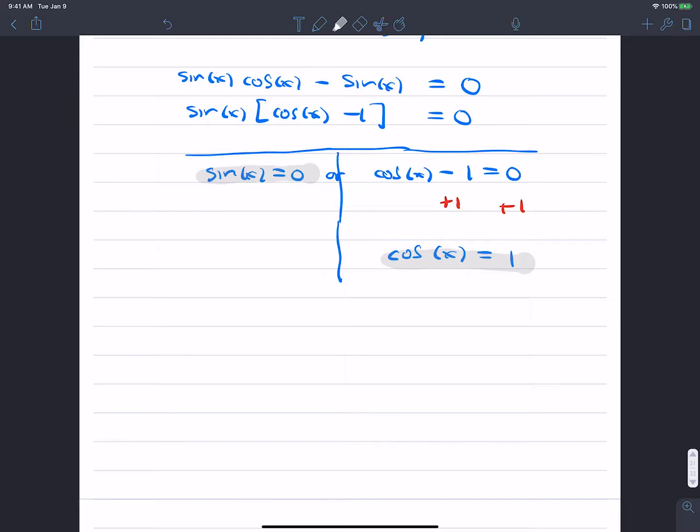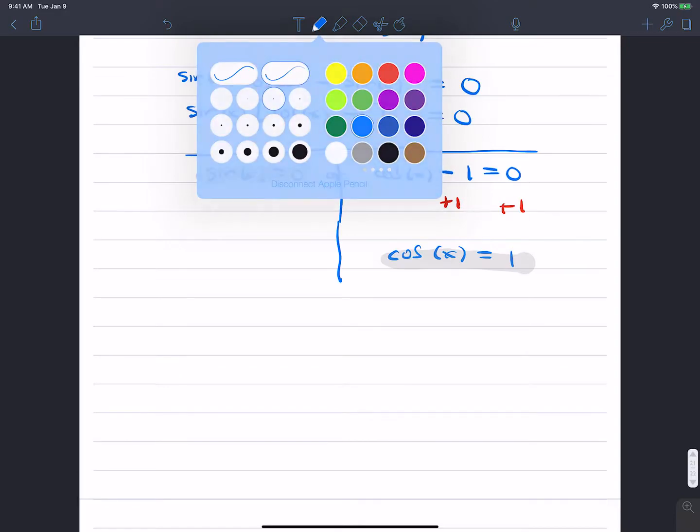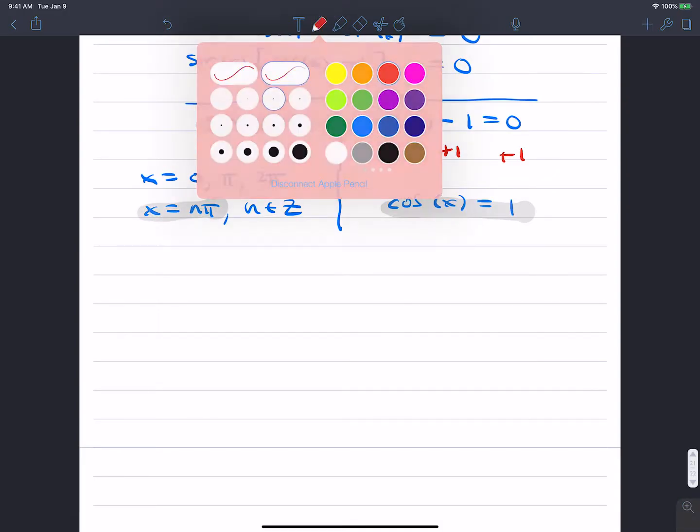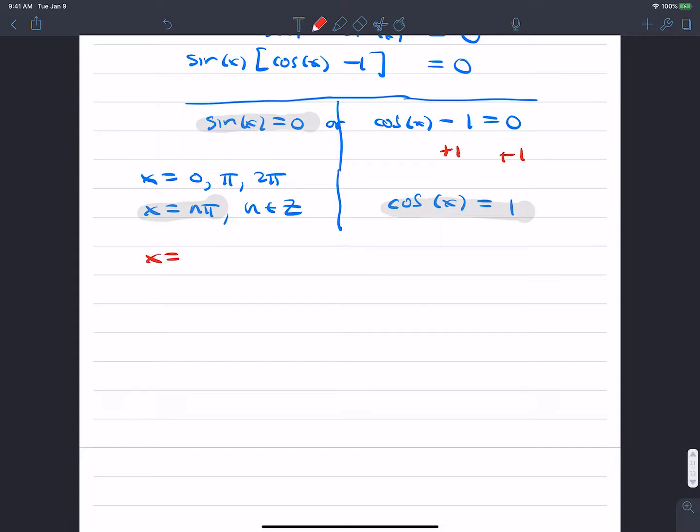And with that knowledge, we're going to have to remember the values for sine being 0. If you guys remember, where is sine 0? Do you guys know? That's when x is 0, pi, 2 pi, or simply when x is n pi, where n is an integer value. So this is the solution to this equation. What that means for us is that x is going to be 0, plus or minus pi, plus or minus 2 pi, and that goes on forever.